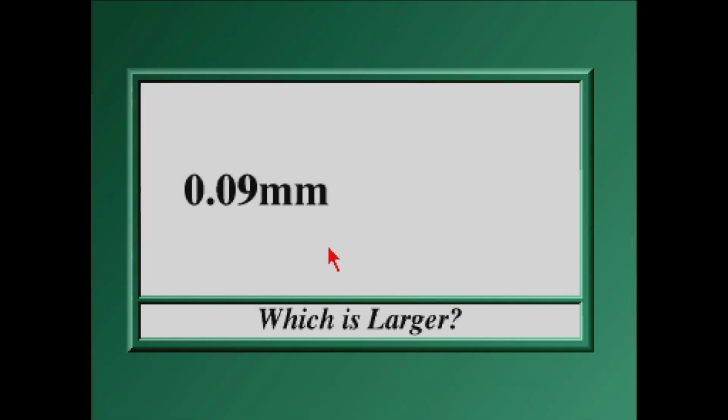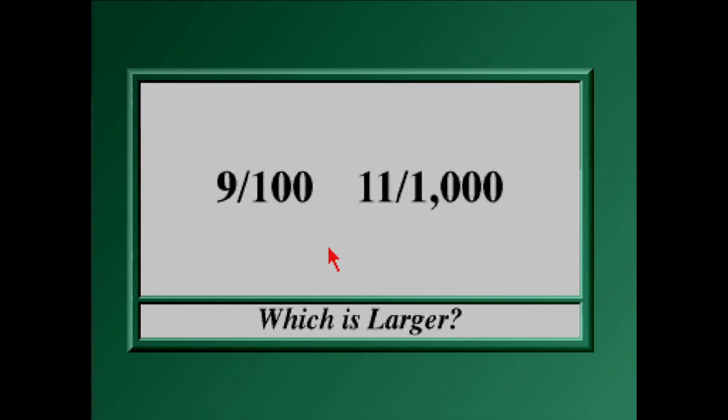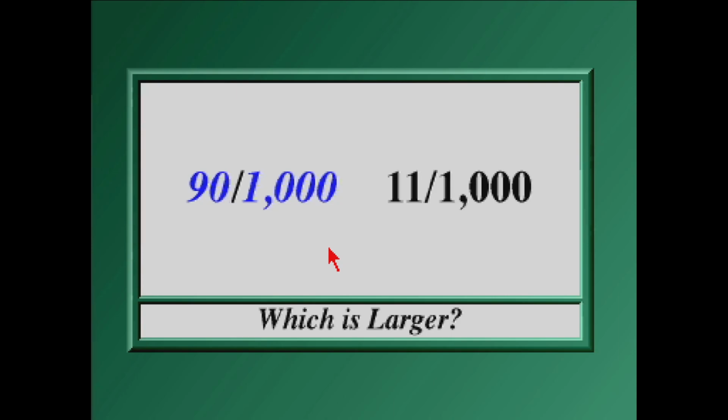To compare a piece of wire 0.09 millimeters to another piece 0.011 millimeters, convert the decimal fractions to common fractions. Since the denominators of 9/100ths and 11/1000ths are unequal, multiply the smaller fraction by 10. Remember to multiply both numerator and denominator. You get 90/1000ths. Compare this fraction to 11/1000ths, and the fraction 90/1000ths is easily identified as the larger.